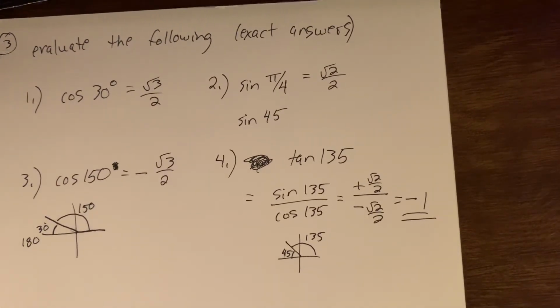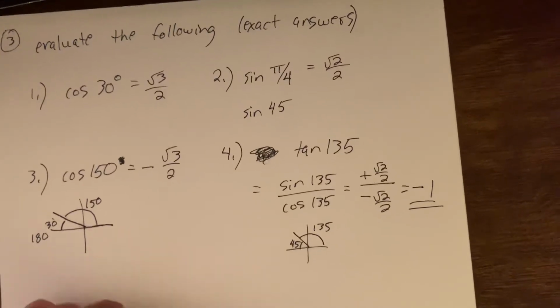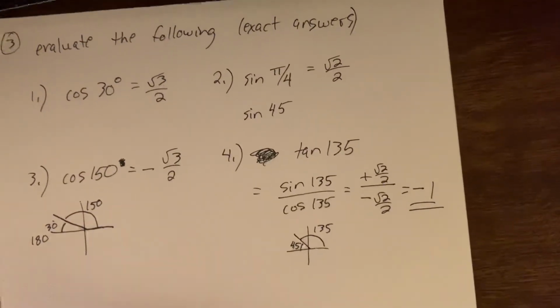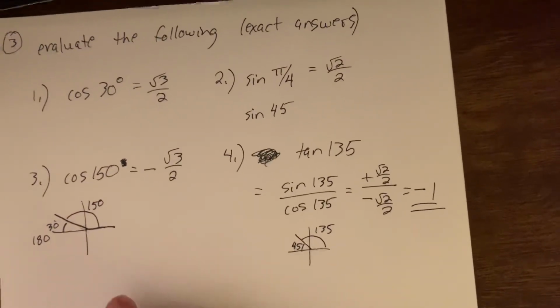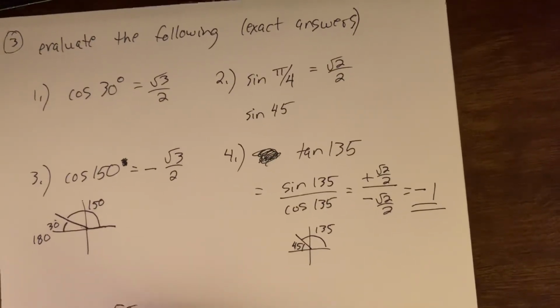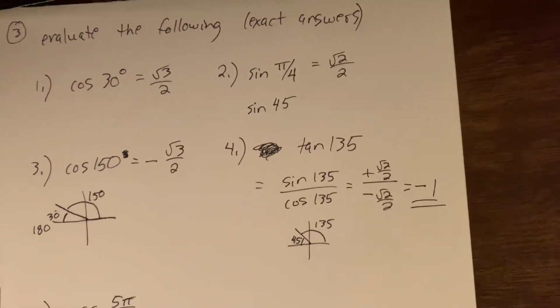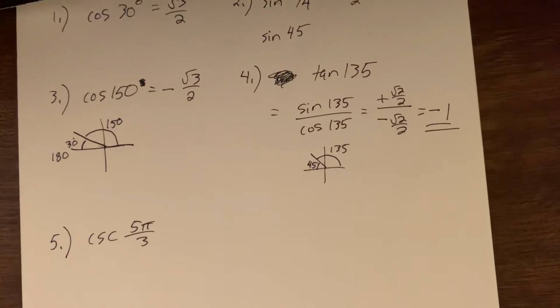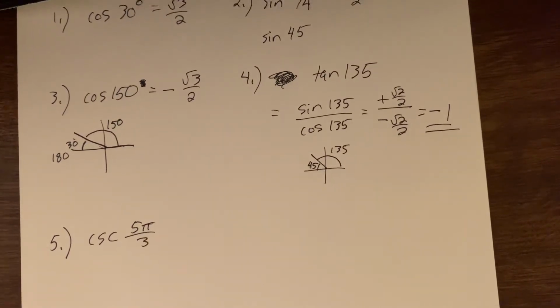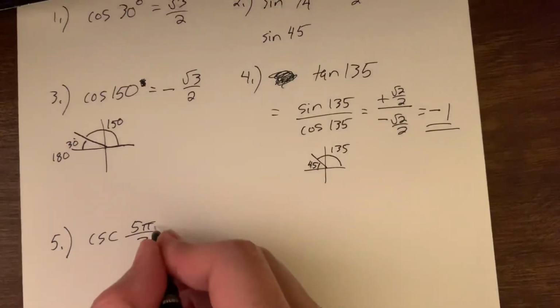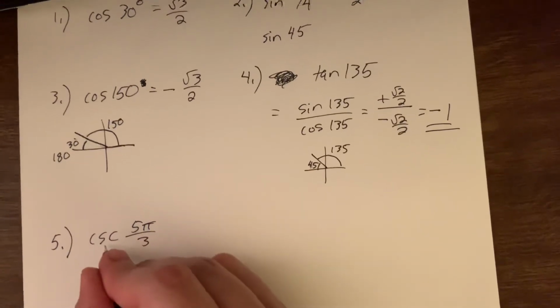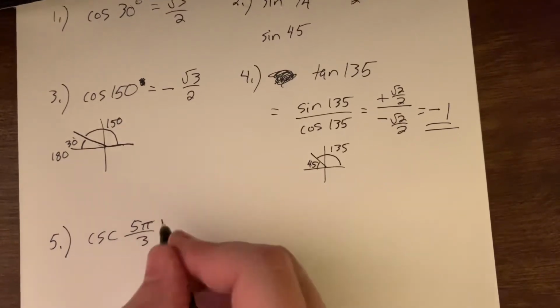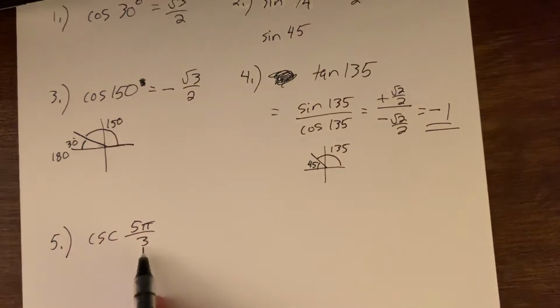Let's keep going, everybody. Let's now take a look at number 5. And let's look at cosecant of 5 pi over 3. I've hit you with a few different things here. Number 1, that is in radians. And secondly, that's not a sine or a cosine. So again, a couple of options here. I will come back and show you how to do this in radians in just a moment.